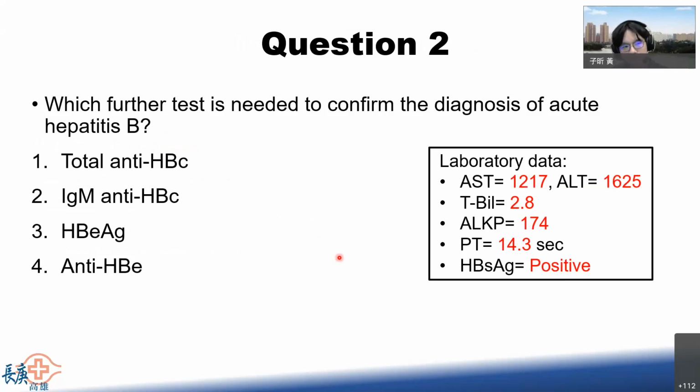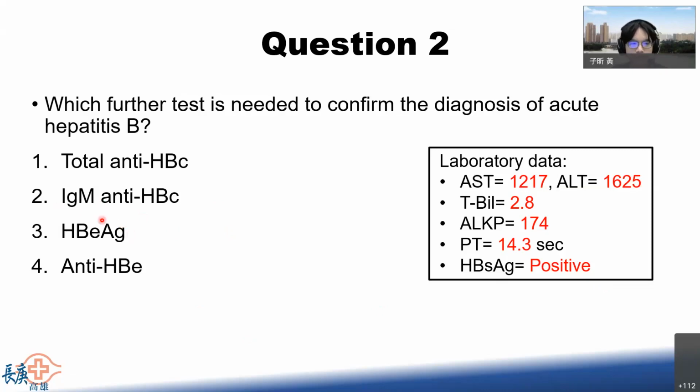So if you want to determine if the diagnosis is acute hepatitis B, what further test is needed? Okay, I've listed the tests. All of them are abnormal, but it's mostly a predominantly hepatocellular pattern, and the HBs antigen is positive. And what is the test that is needed for the diagnosis of acute hepatitis B? Okay, acute phase. Yes. Okay, very good.